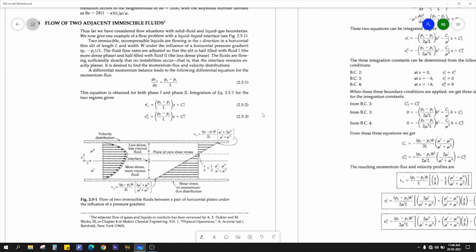Okay, so let's solve the problem, then you'll understand. I will not go into very much detail because this is not very important from an examination point of view, but I will just go through it in a brief manner. So we'll start.